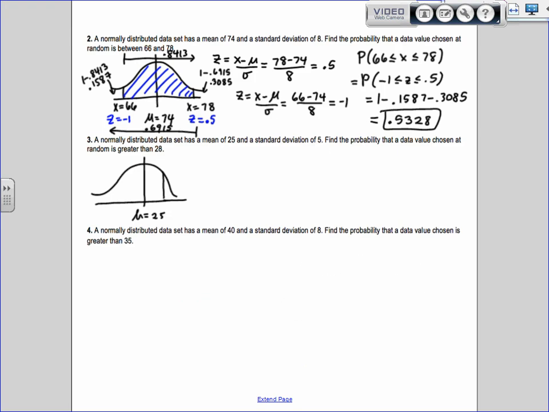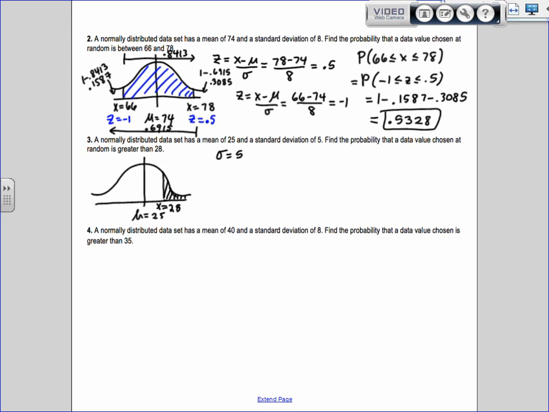So anyway, we're at a mean of 25. Our standard deviation is 5. Find the probability that a data value chosen at random is greater than 28. So we're going to say x equals 28. And we're shading on the right side of it. So we're saying greater than 28. Oops, I wrote 25, 28.